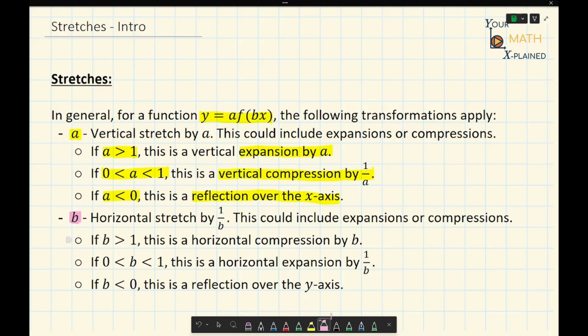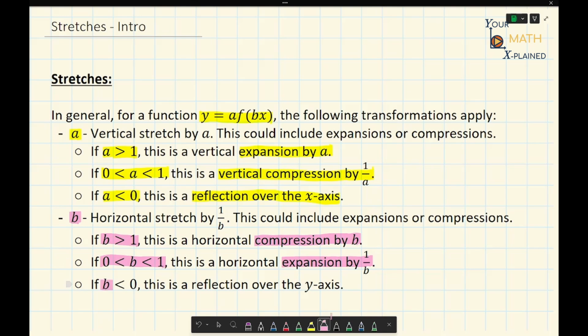So meaning if b is greater than 1, it is going to be a horizontal compression by a factor of b. So for example, if b is 2, we're actually compressing it by a factor of 2. And if b is between 0 and 1, this is a horizontal expansion by a factor of 1 over b. So again, if b is, let's say, 1/2, it is going to be an expansion of 2.